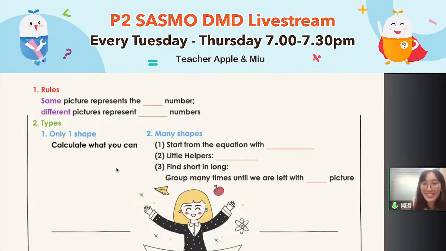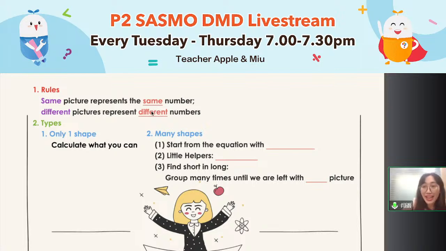Also, let's have a quick summary. Okay, everyone ready? You can input your answer in the chat box. When it comes to the shapes in equations, we have some rules. For the same picture, it represents the same number, right? And for different pictures, they represent different numbers. And here we have 2 types. The first one is, if there is only one shape, what should we do? You need to calculate what you can first, and then you can figure out the unknown variable.